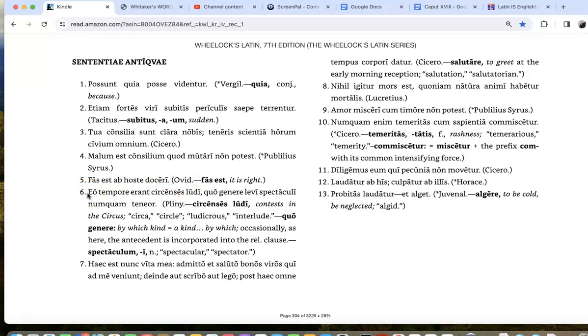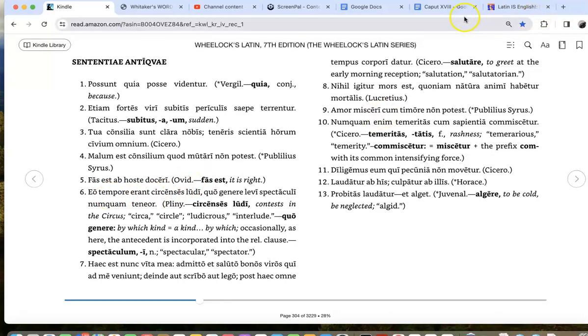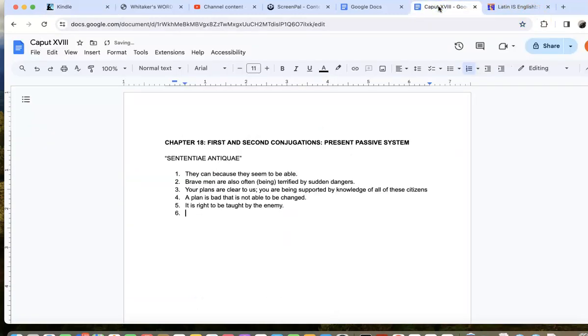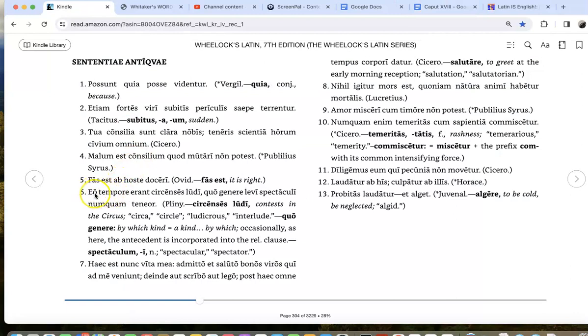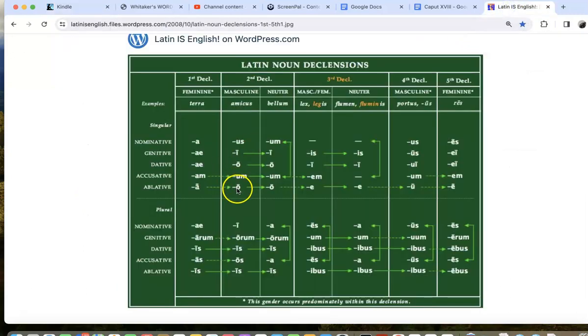Number 6, eo tempore erant circenses ludi quo genere levi spectaculi numquam tenebar, by Pliny. Great observer of life, as a lot of our Roman writers were. Eo tempore means at that time. So we can go ahead and write out that adverb time expression. At that time, could be during that time, might work as well. Notice that they're both in the ablative. This is second declension ablative singular. This is third declension ablative singular. So eo tempore, ablative time expression.